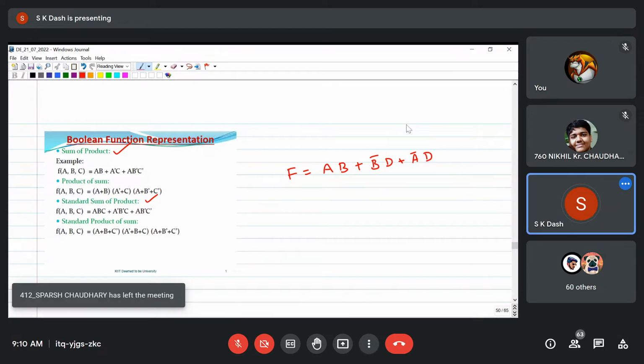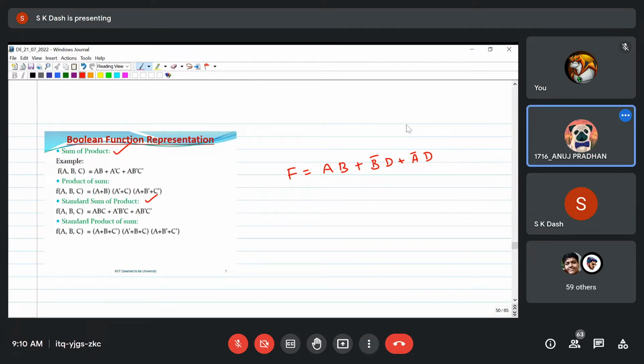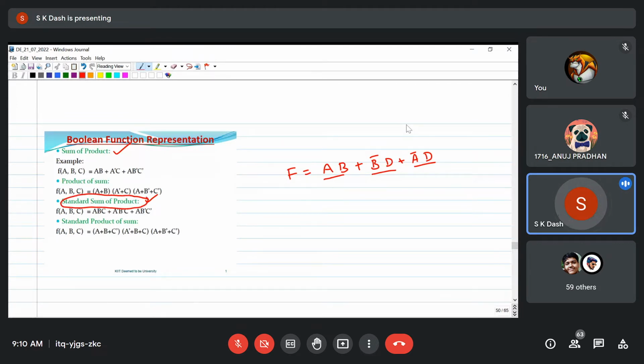It is not in a standard form because how many variables are there? This function consists of how many variables? Three: A, B, D. But each term contains only two variables, so it is not in a standard form. So the standard form is very useful. First of all, SOP and POS are useful. Out of that, if we convert into a standard form, it will become more powerful. So we will see that.